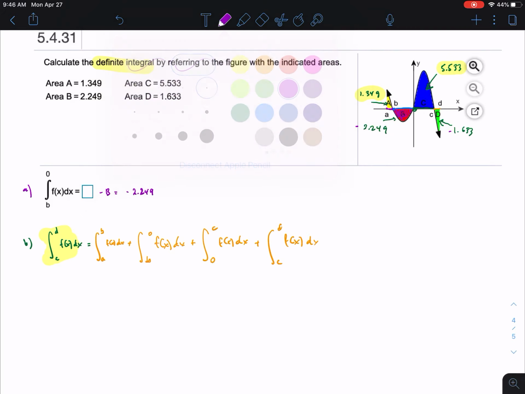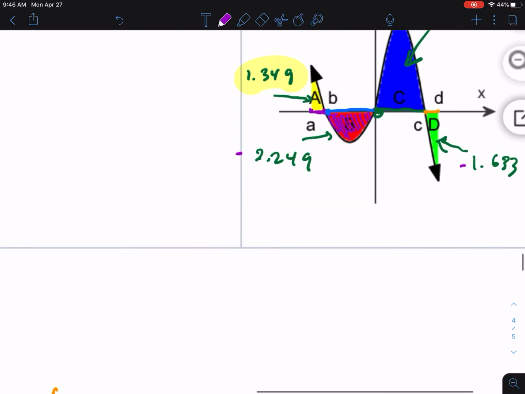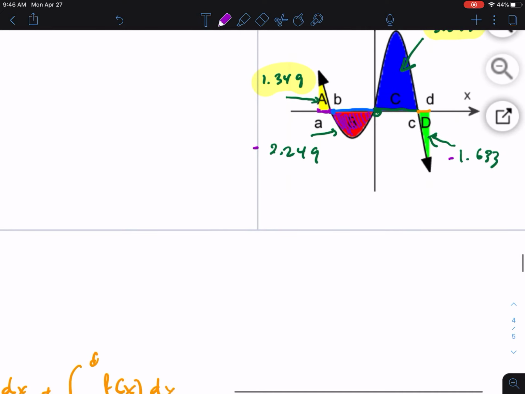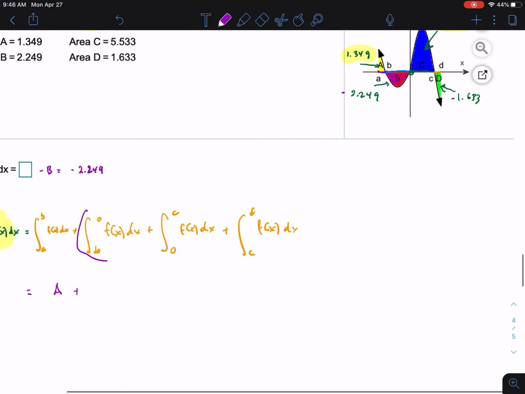So now let's look at what would be the area from a to b under the graph. That's going to be 1.349, so this is just area A, plus what will be the area under the graph from b to 0.